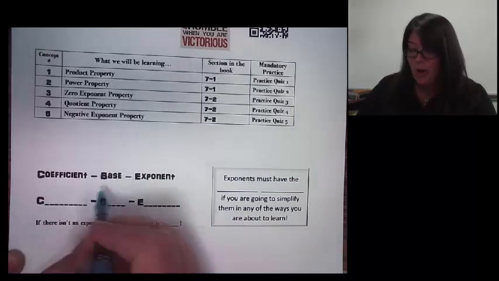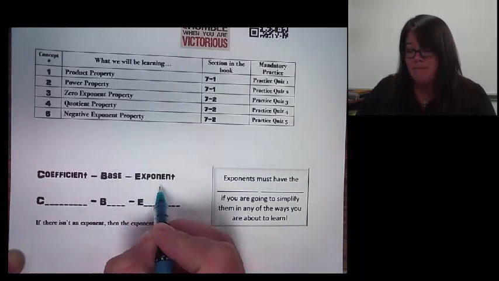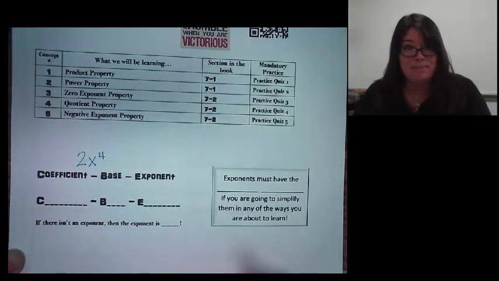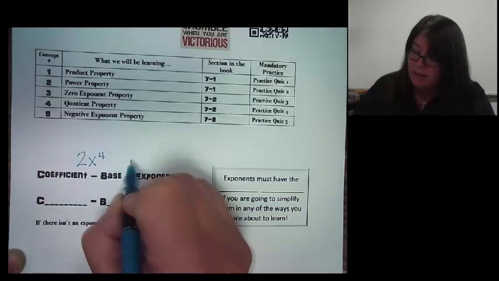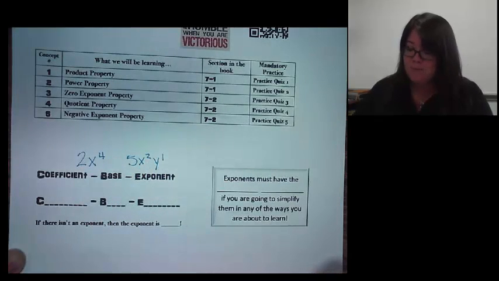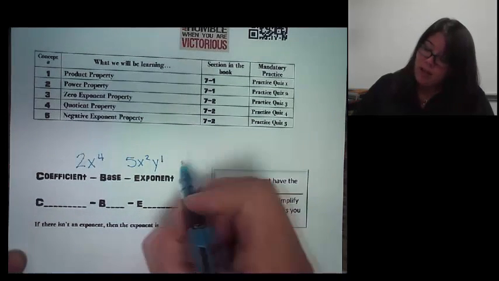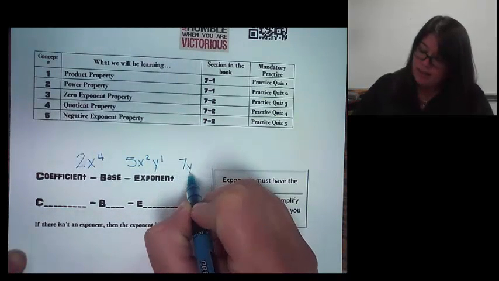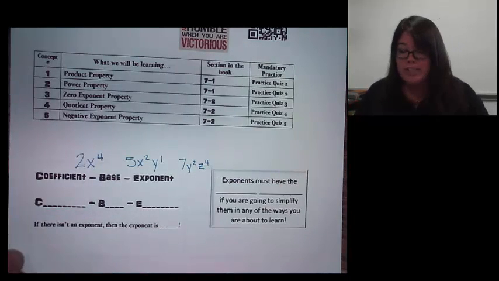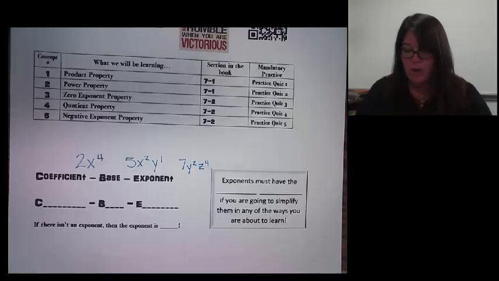Let's talk a minute about coefficient, base, exponent, and what this means. You'll see algebraic expressions that look like this. Okay? Or they may look like this. Okay? Or they may look like this. So when we talk about coefficient, base, exponent, what are we talking about?